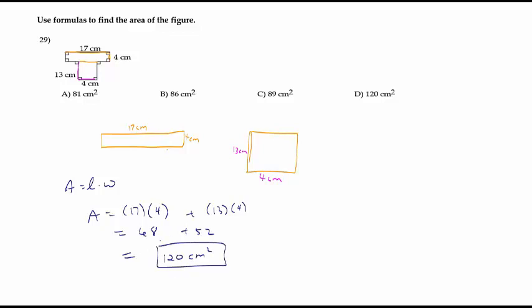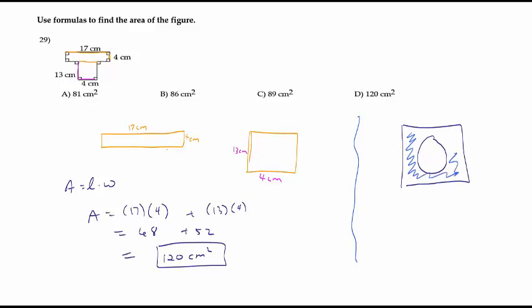If it's an unfamiliar shape, break it up into pieces that you know how to find the area of. Let me make a little side note over here. Let's say I have a square, and inside of it I have a circle, and I want to find the area between those two, this shaded area.